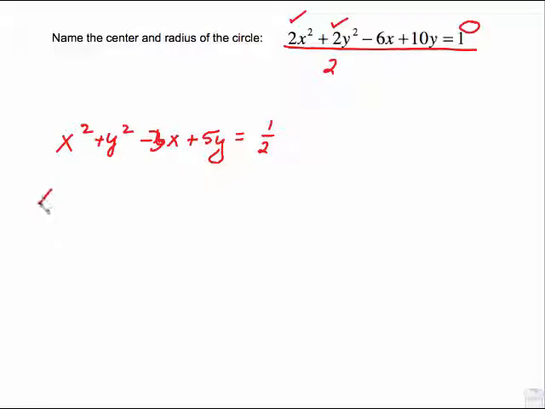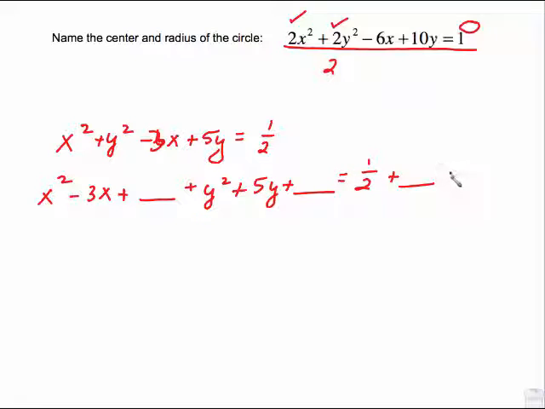Then I will reorganize this so that my x stuff is together. X^2 - 3x + blank + y^2 + 5y + blank = that half that's sitting over there + blank + blank. Putting those blanks there just might help remind you you've got to add to both sides. Now this is an odd number in here, but it's not hard to get half of 3. Half of 3 is just 3 halves, or you can use your calculator for all of these steps.